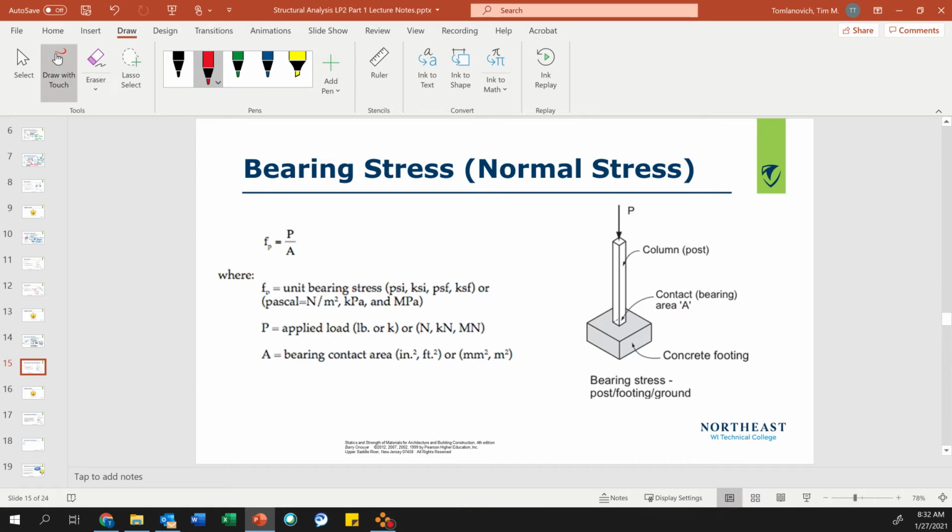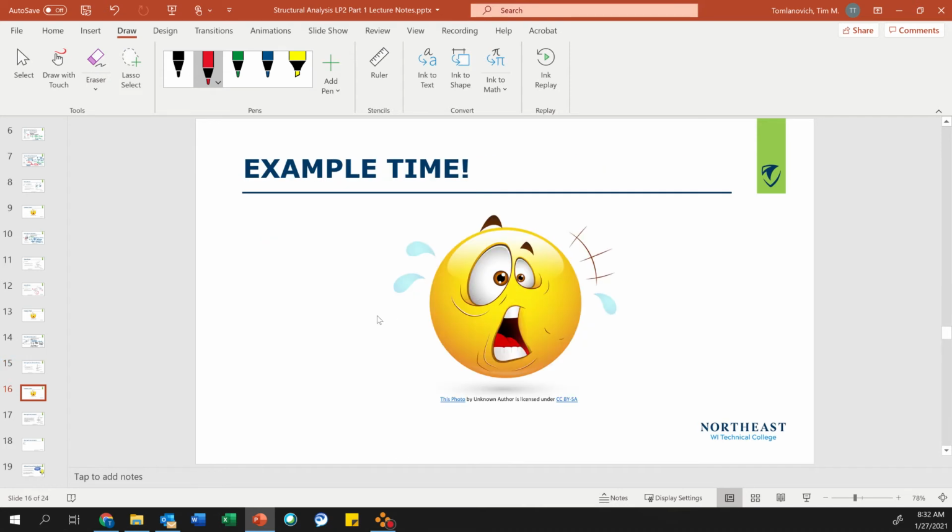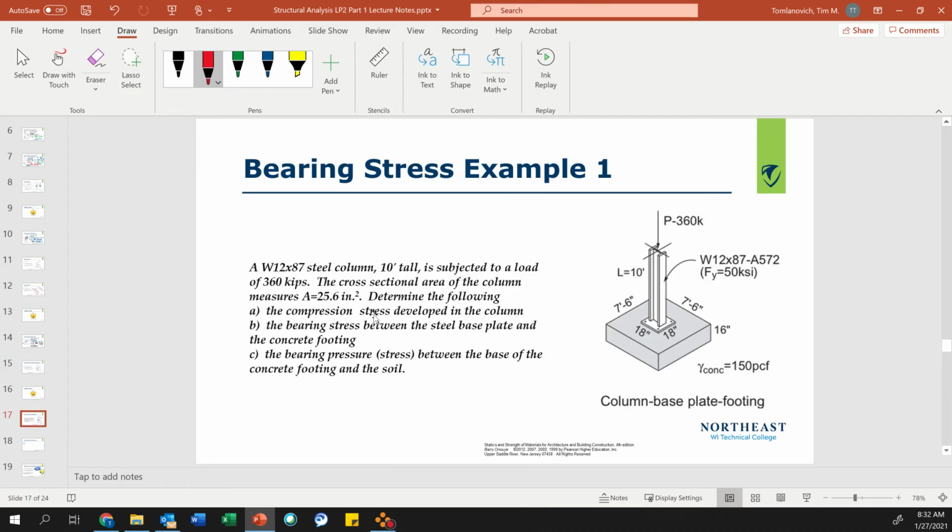All right, so bearing stress. P stands for bearing in your textbook, okay? So it is a normal stress because the load is perpendicular to the area. So FP equals P over A, okay? Just terminology. All right, let's do this problem.